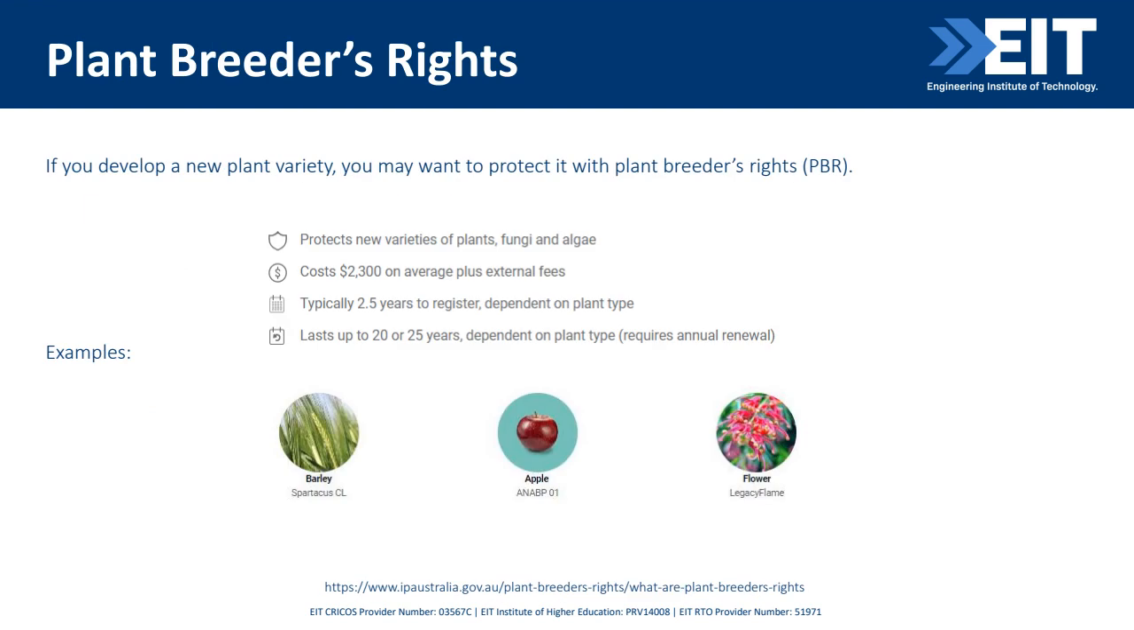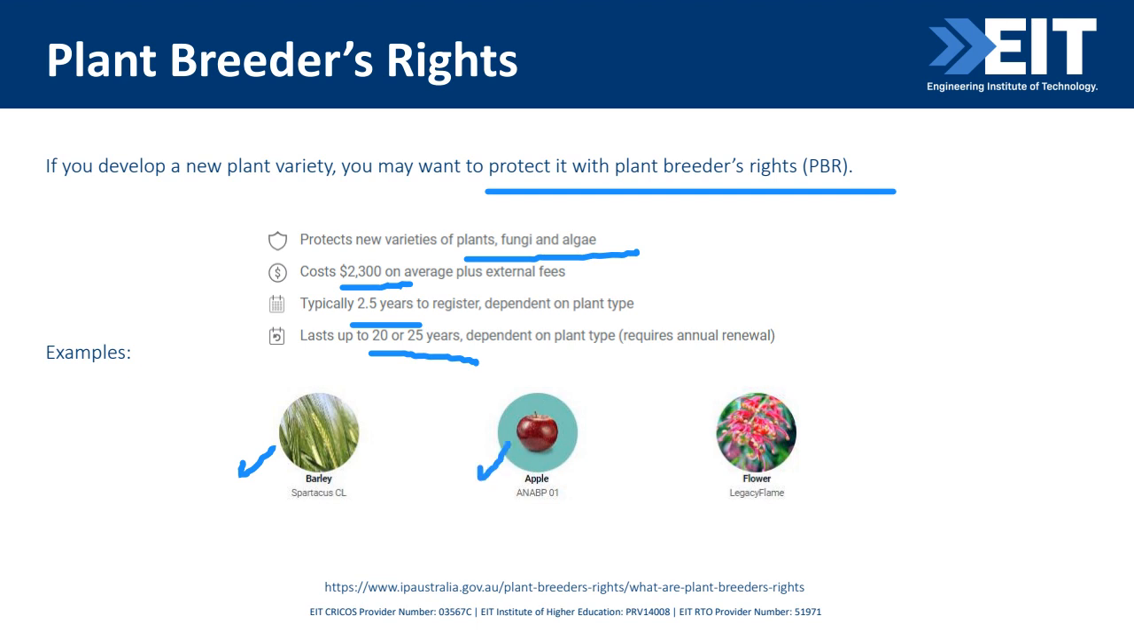Moving on to plant breeders' rights. I will just very quickly touch base on this. So if you have come up with a new variety of plant, you can get protection with plant breeders' rights or PBR. It protects new varieties of plants, fungi, and algae. Costs around $2,300 on average, plus there might be some other external fees. It takes typically 2.5 years to get your plants registered, and it will last up to 20 to 25 years depending upon your plant type. Some examples, we have this example of a barley plant, we have this specific apple plant, and we have this specific flower plant, which are protected under PBR.